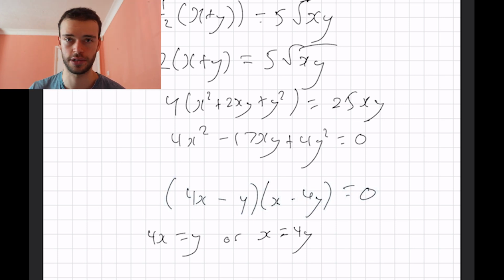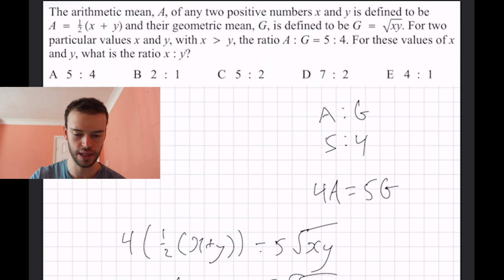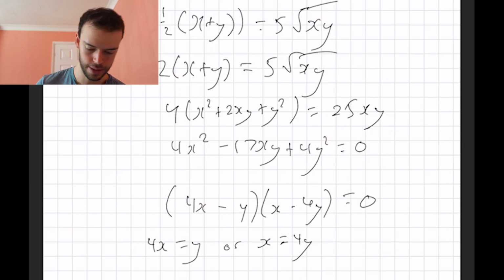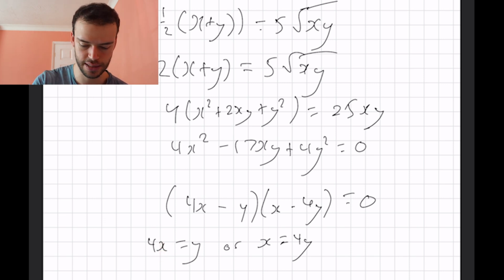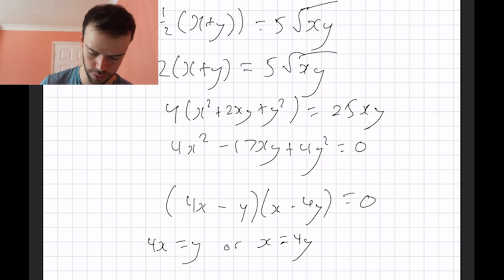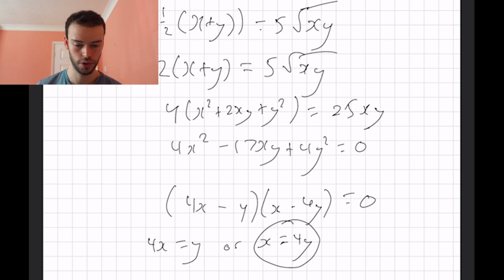Okay, but which one is correct? Well, it looks like that's where this piece of information here is going to come in. x is greater than y. If we need 4 lots of x to equal y, that would mean that x is actually smaller. However, that contradicts this statement. So we know that this equation is the correct one. Cool. And now all we have to do is convert this equation into a ratio.